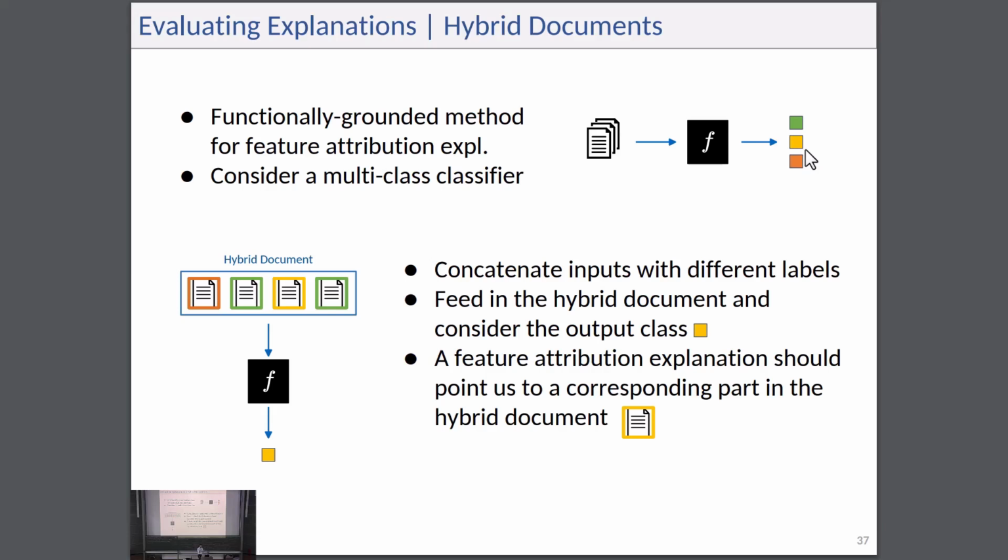Although of course you definitely have some variance, this is something that you can scale very easily. And if you can scale it easily, then you can measure in a functionally grounded way whether this explanation method is able to recognize which parts are most relevant for the model to actually classify this as, well, we picked yellow. So this is an example of a functionally grounded method. I brought one because otherwise it's kind of hard to imagine one.